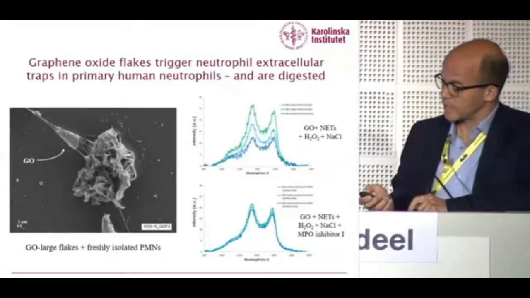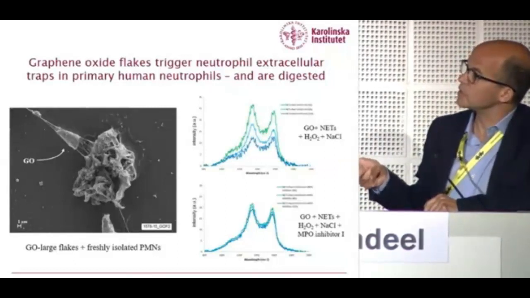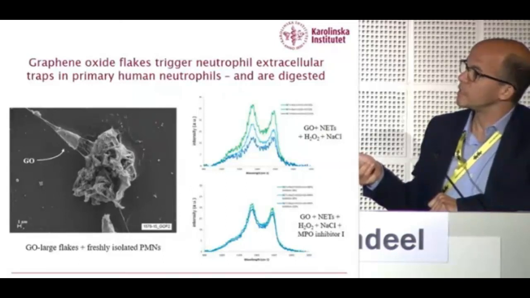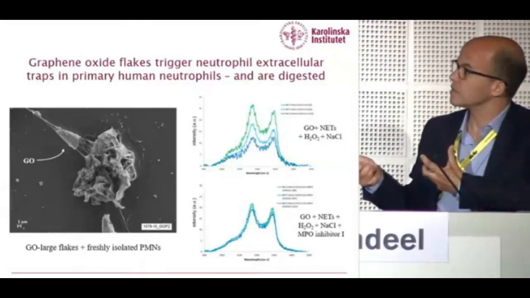This is a scanning electron microscopy image just to show you what the NETs actually look like. This is a neutrophil which has produced so-called neutrophil extracellular traps. You may see the chromatin network here. And this is a graphene oxide flake, a large flake, which has triggered the NET induction, and after which the graphene oxide itself is trapped in the NETs.